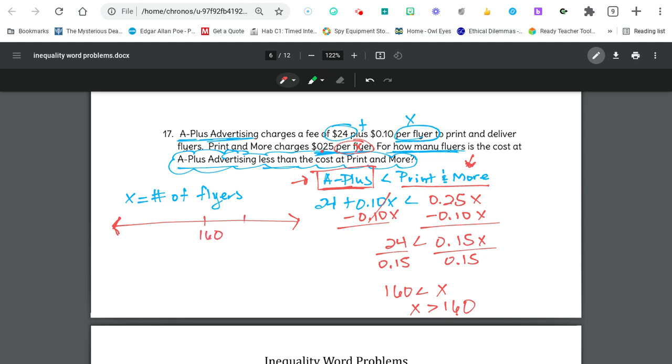Put on 160, 161, 162, 159, 158. I don't know why I'm making it negative. Let's fix that. Anything greater than that. So if you purchase over 160, go with A plus because it's going to be less than Printing More. Anything under 160 flyers, go with Printing More.